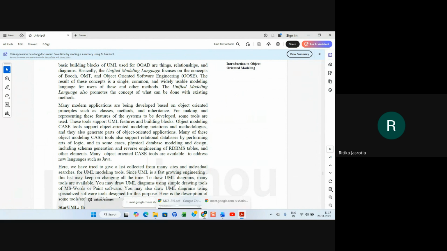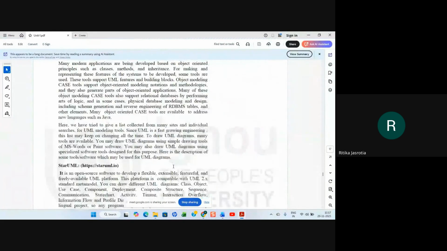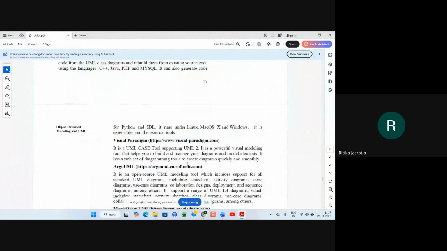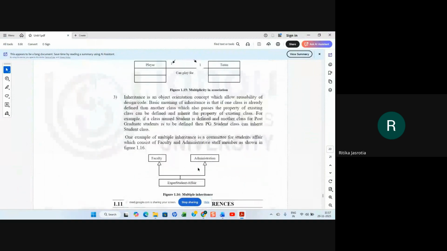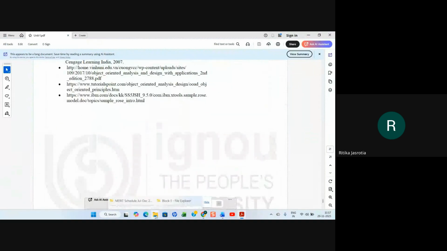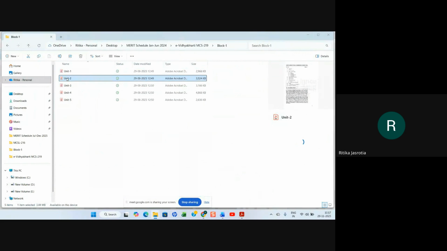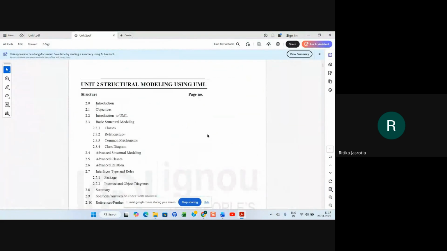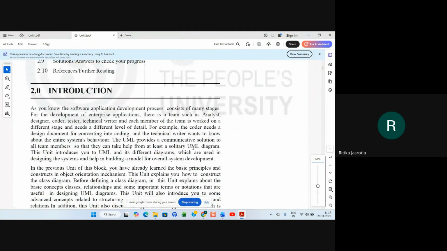What is UML? Draw hierarchy diagram of UML. So they are asking. So I'm just going through. These are the topics they have given you about UML. I think this part only has this one. Okay. Then we go to the second unit. Here you will have actual UML definitions and all.